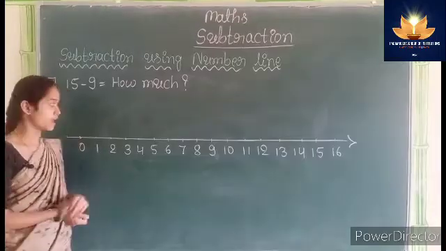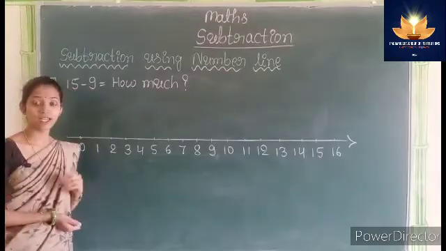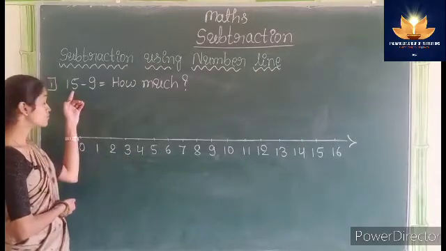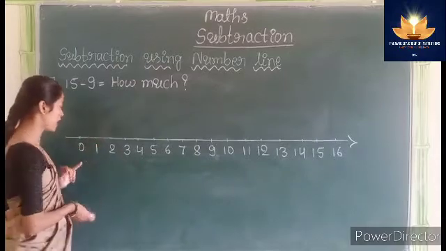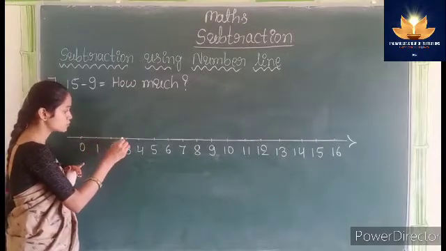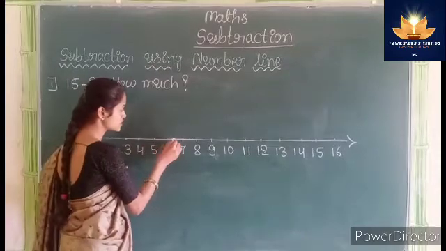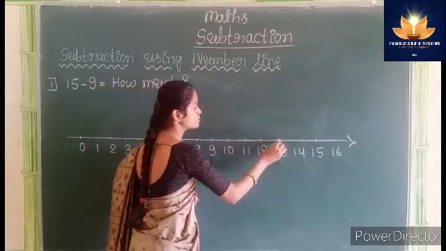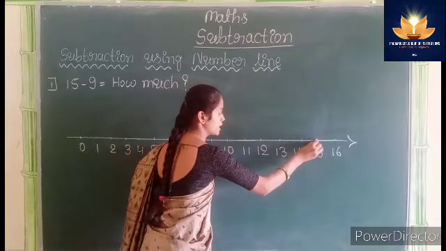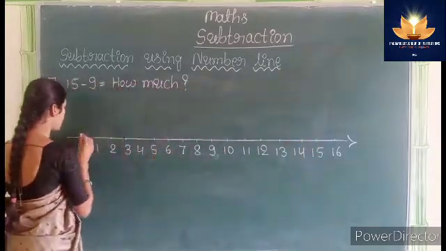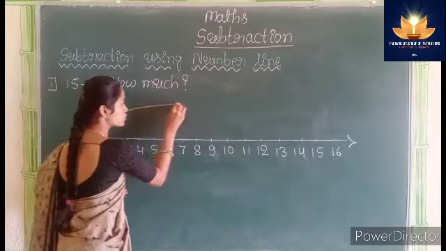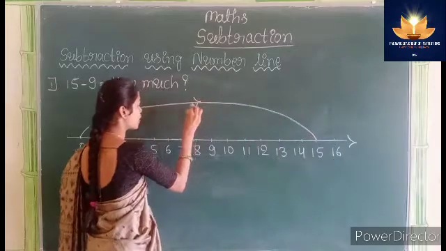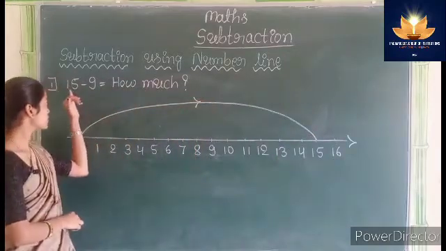Here we have to subtract 9 from this 15 using a number line. For that, first we have to count 15 points on this number line. 0, 1, 2, 3, 4, 5, 6, 7, 8, 9, 10, 11, 12, 13, 14, 15. So I will draw a line from 0 to 15.